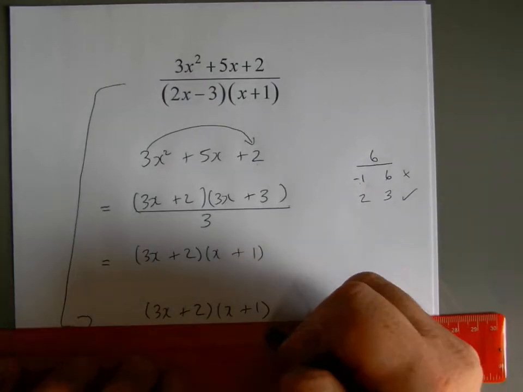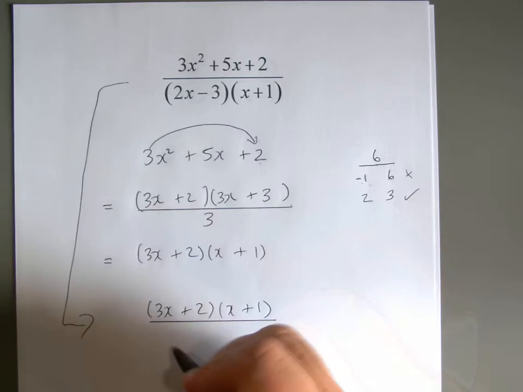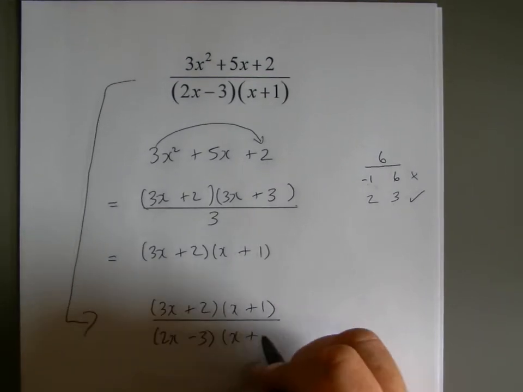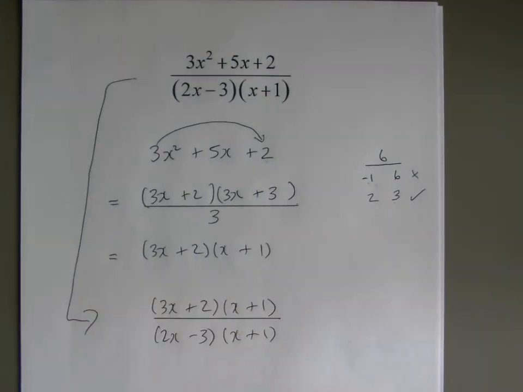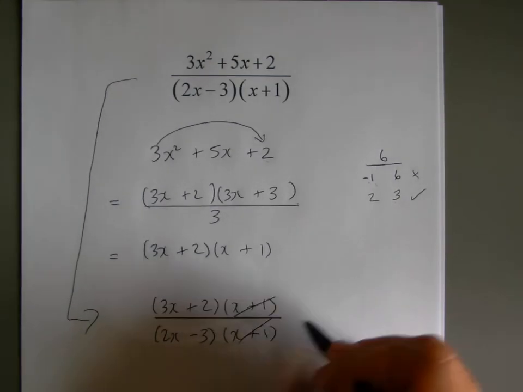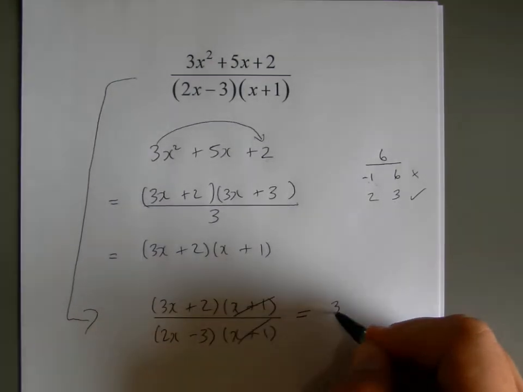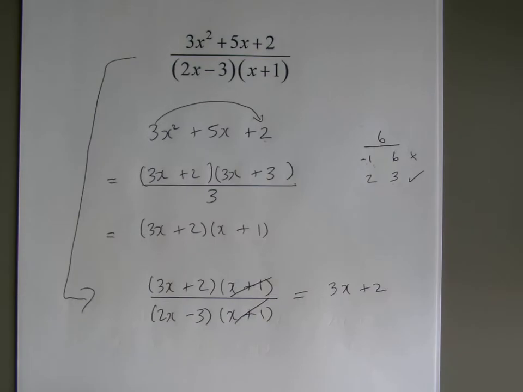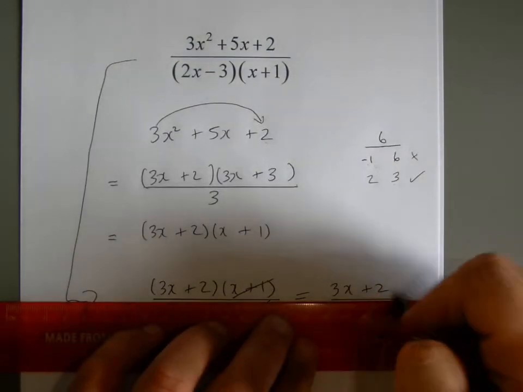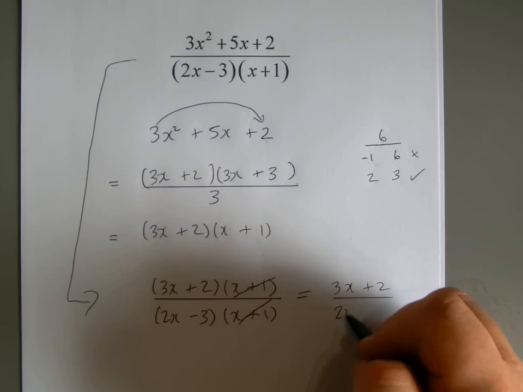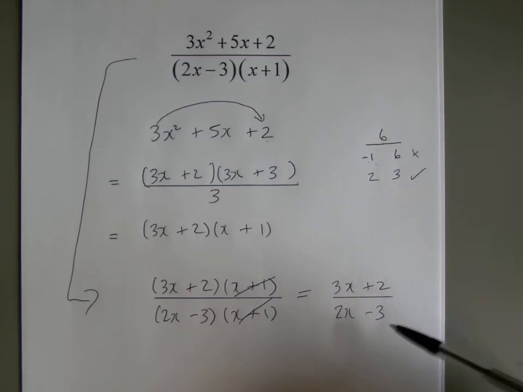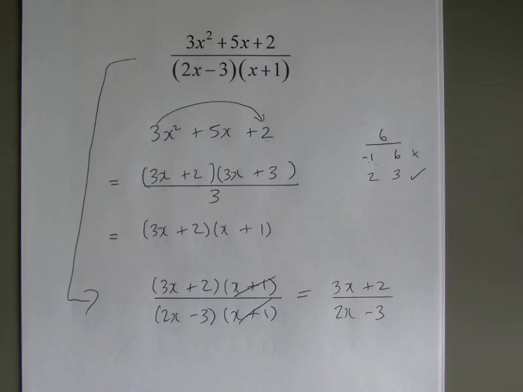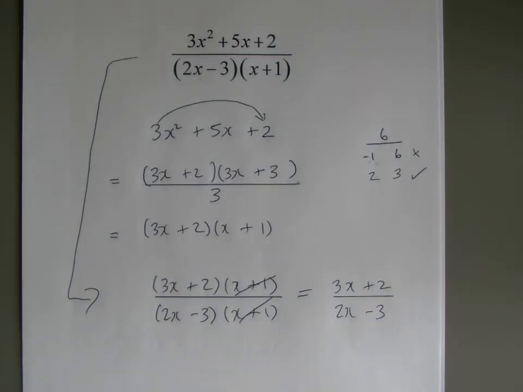And then on the denominator, you can see that we're going to have a cancellation here. Common factor of x plus 1 on top and bottom. They cancel, so we end up with 3x plus 2 over 2x minus 3. And just like we said before, this looks a lot nicer than that, much more simplified using that process.